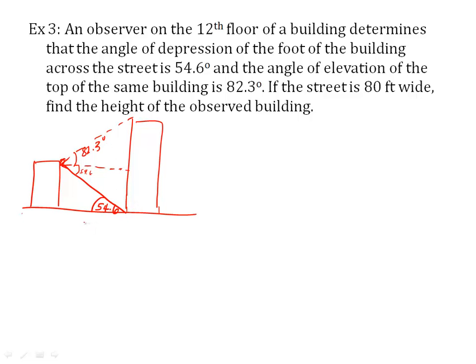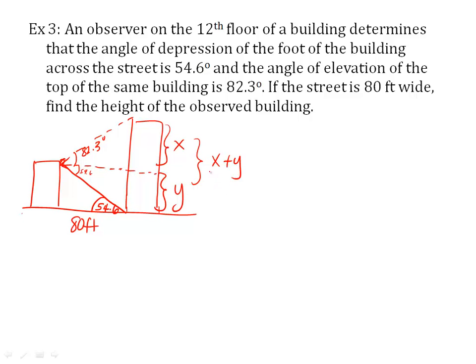Then it tells us that the street is 80 feet wide. Find the height of the building. So what we have to do is take this opposite building over here and break it into two parts. This part we're going to call X, this part we're going to call Y. So our final height of the building is whatever X plus Y is.